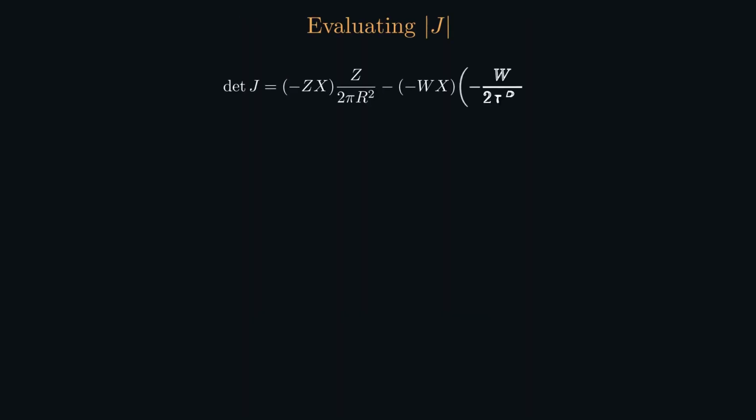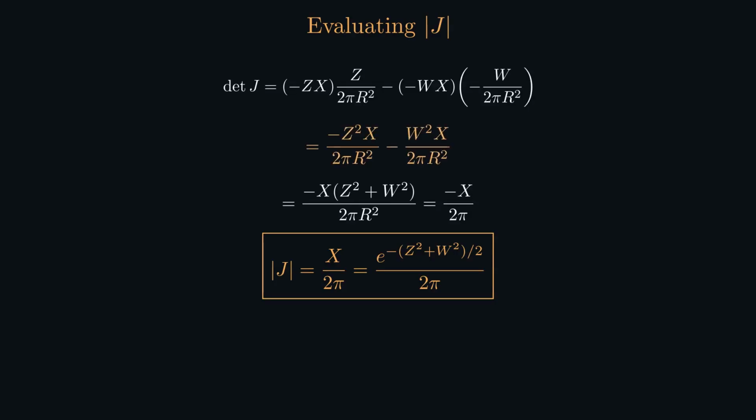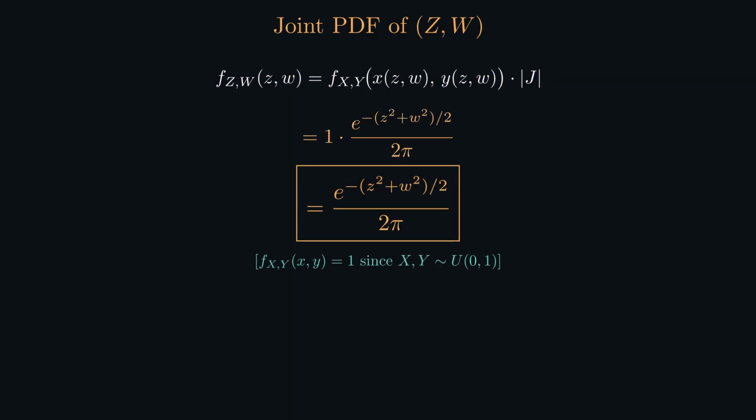The determinant equals minus zx times z over 2 pi r squared, minus the quantity minus wx times minus w over 2 pi r squared. Combining gives minus x over 2 pi. Substituting x, the absolute Jacobian is e to the minus r squared over 2, divided by 2 pi. By the change of variables formula, the joint density of z and w equals the joint density of x and y, evaluated at the inverse, times the absolute Jacobian.